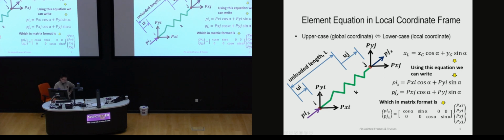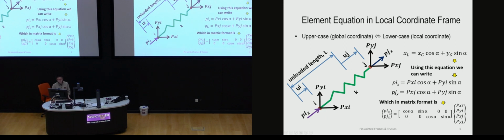And of course, if you draw a line perpendicular to the axial direction, you have alpha here. This is also alpha. That's why you have the projection of the force PX, PY onto the axial direction, which is easy to understand. And then, to benefit the later, more general representation, we would like to extend this formula into a matrix representation.